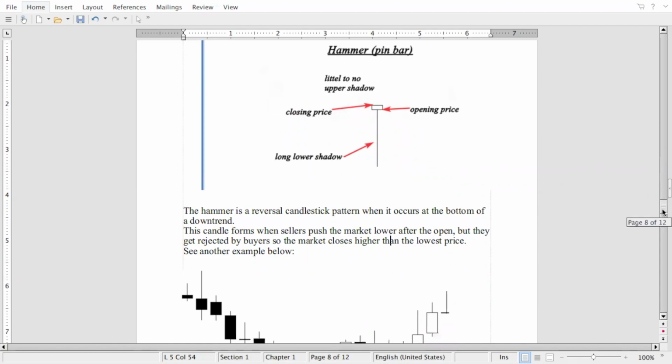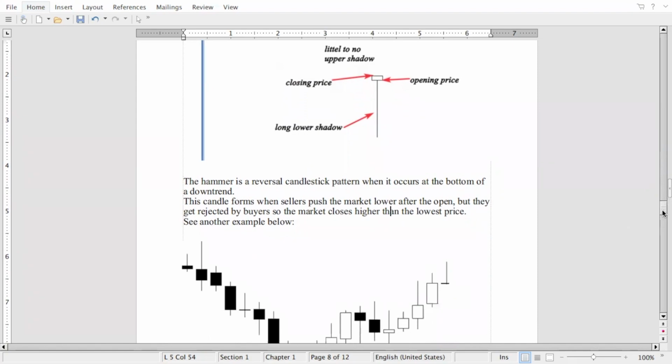And from my notes, class, if you can see, I said hammer is a reversal candlestick pattern. When it occurs at the bottom of the trend, automatically we are heading up. If it occurs on the support line, normally you find we are heading up. The candle forms when the sellers push the market low after the open, but they get rejected by the buyers, so the market closes higher than the lower price.